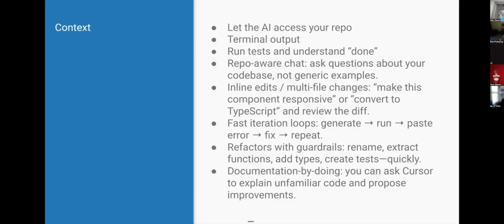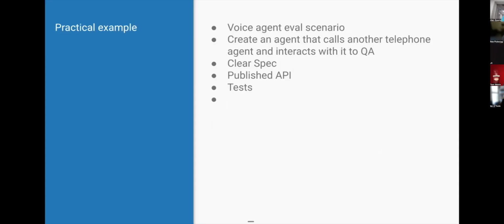Yeah, so a really important point, I'm sorry I bang on about this, but context is the all-important thing. The AI needs access to your repo, terminal output, running tests and understanding done in order to do those really tight iteration loops. I'm not going to bang on about this because I think the obvious thing to do now is to actually go and do a practical example.